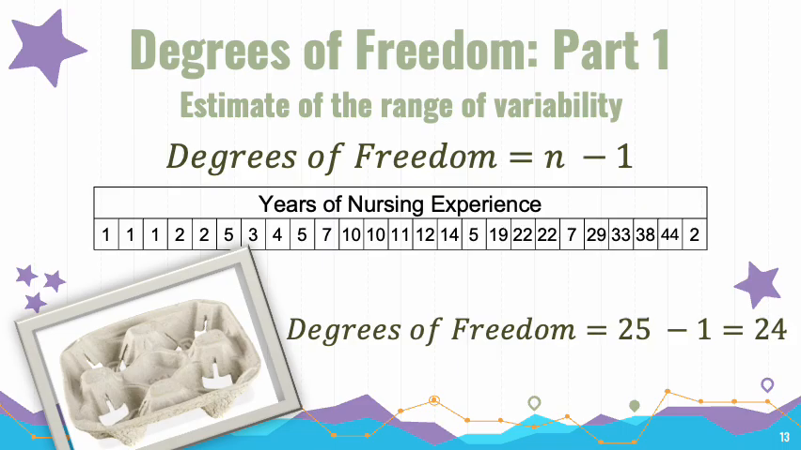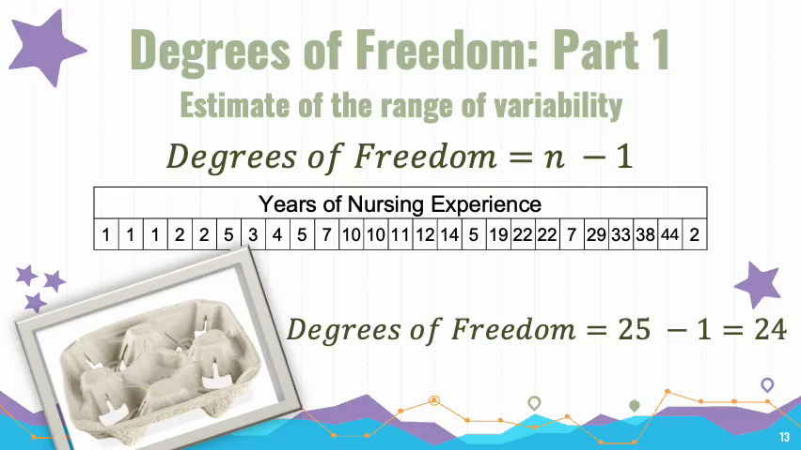Degrees of freedom is the term used for the estimate of the range of variability. When working with a sample, the degrees of freedom is always equal to the size of the sample, denoted as n minus 1. Therefore, for our sample of nurses, since our sample contains 25 nurses, our degrees of freedom would be 25 minus 1, or 24.